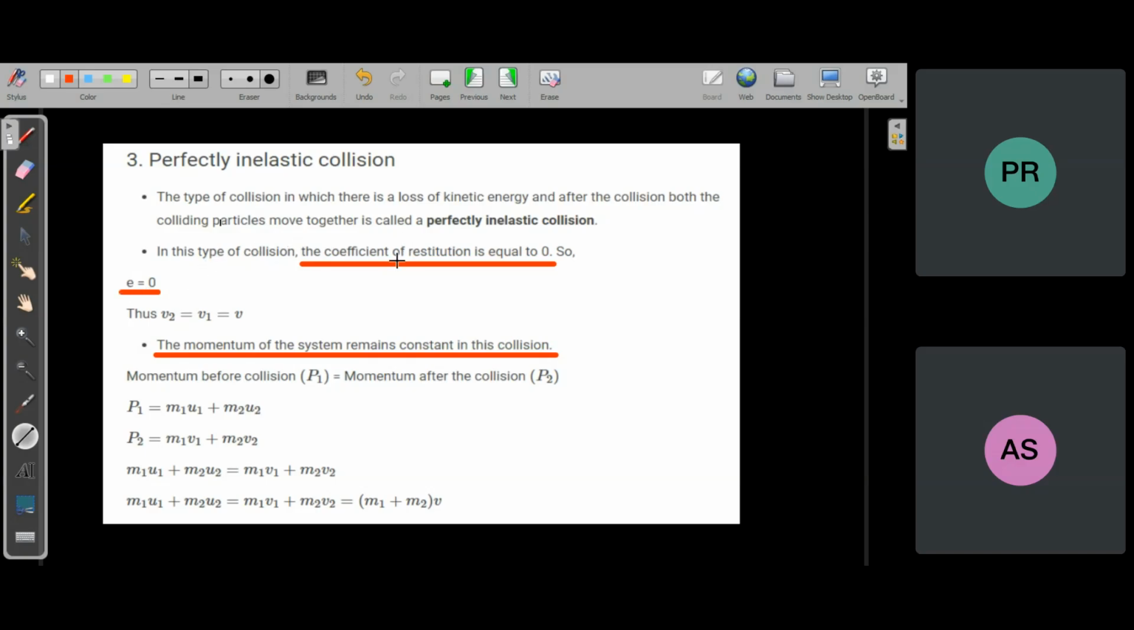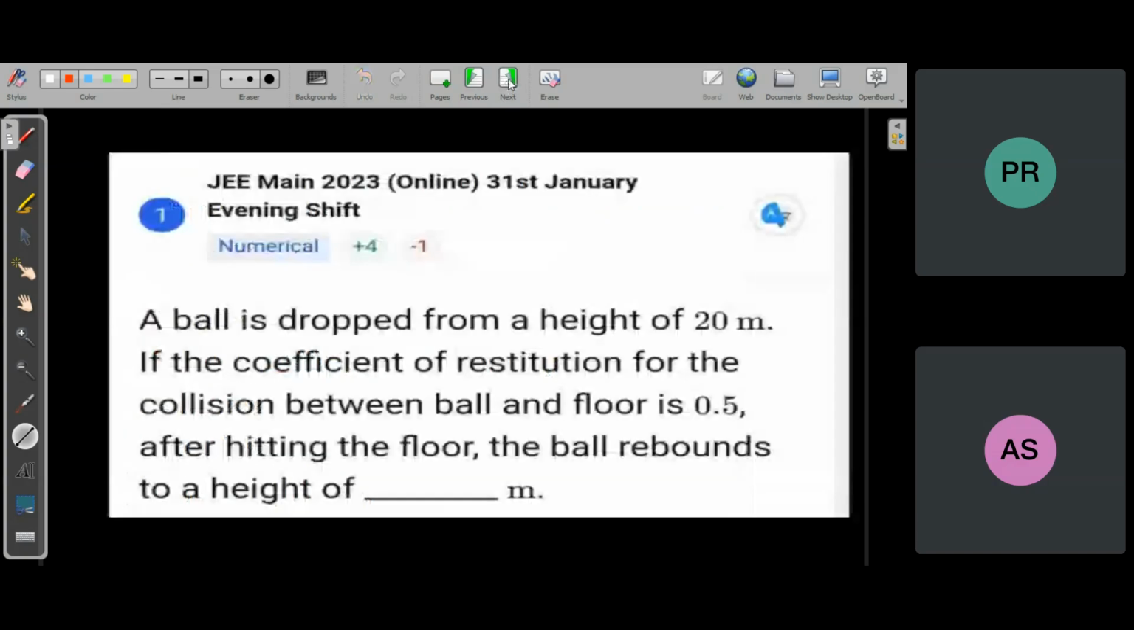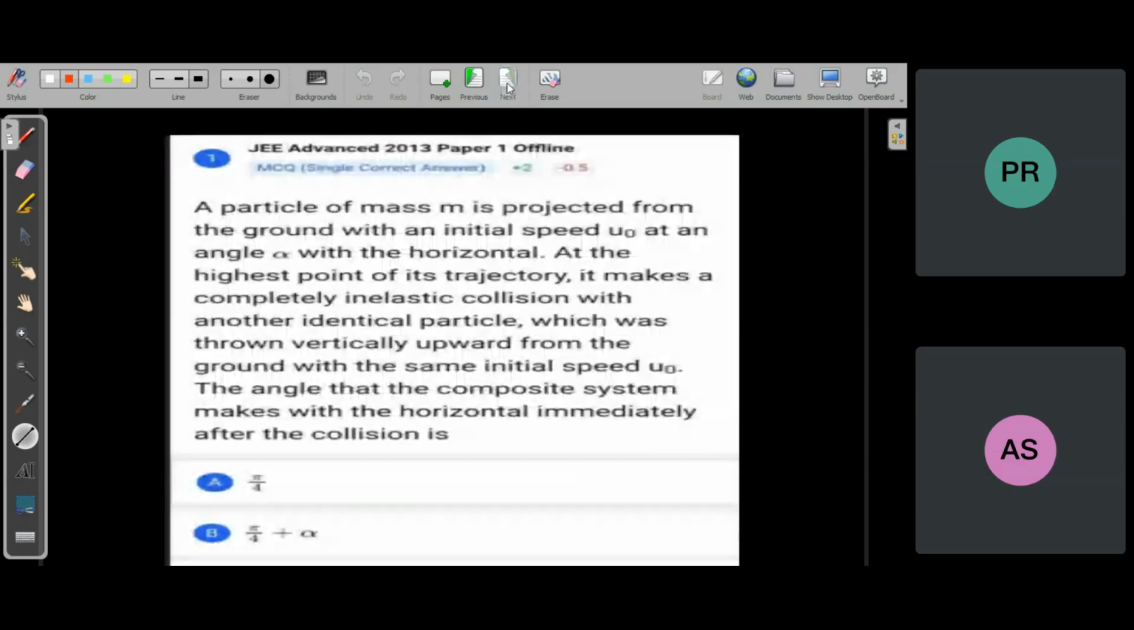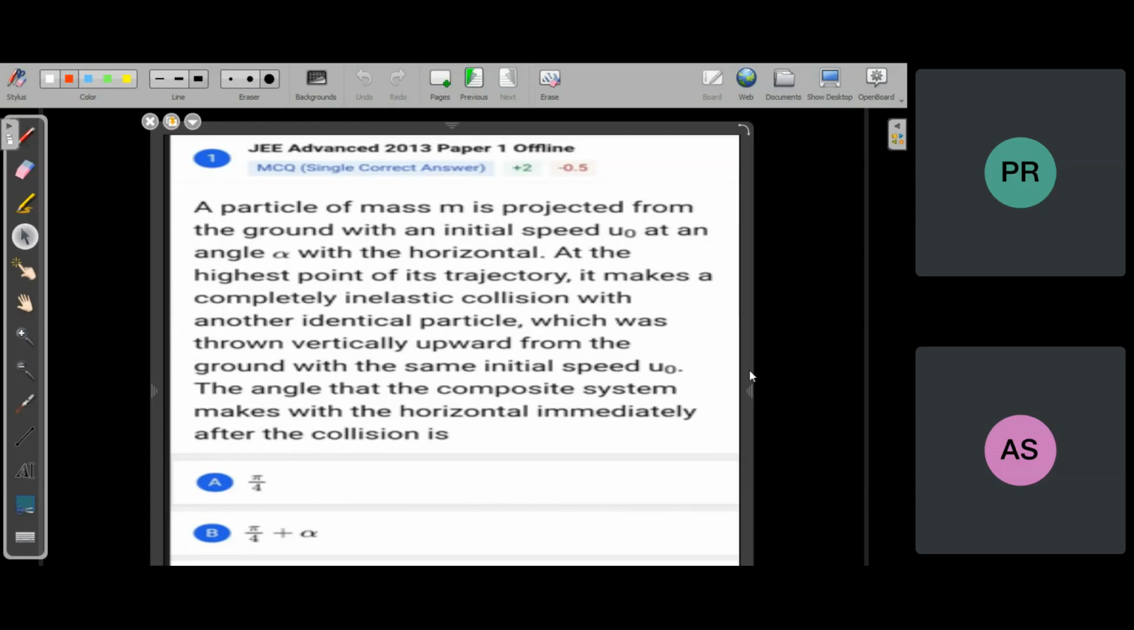Maximum loss of kinetic energy takes place, and the relative velocity of separation along the common normal becomes zero. That's why the coefficient of restitution becomes zero. So now, based on this, you try this question. You can ask your doubt also. I will try, sir.